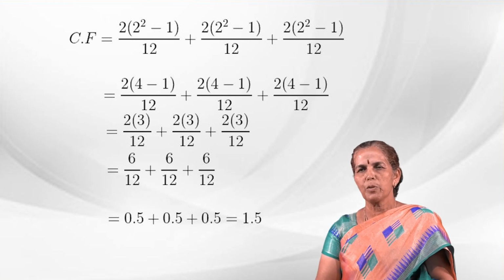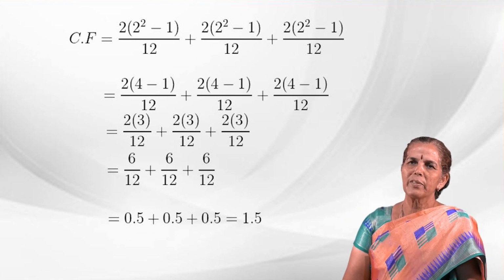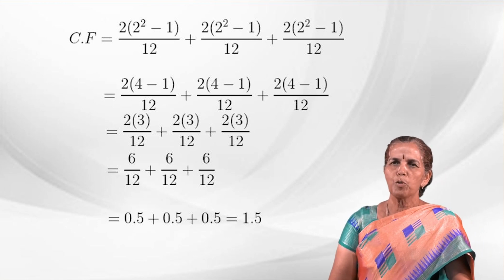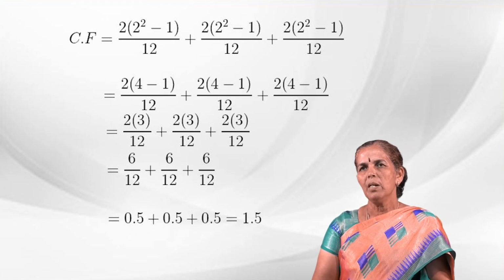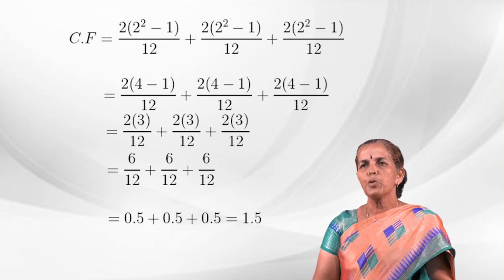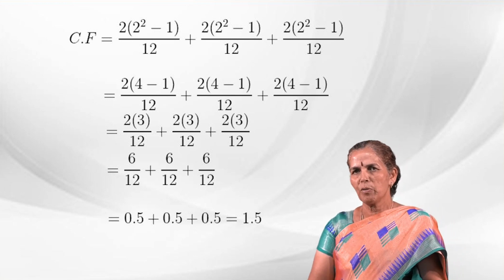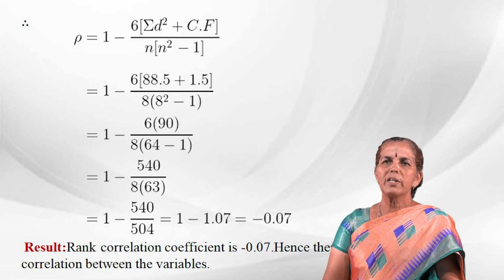That first repeated value is repeated 2 times, therefore M equal to 2: 2 into 2 squared minus 1 divided by 12, plus another repeated value, that is 30, also repeated 2 times, therefore M equal to 2: 2 into 2 squared minus 1 divided by 12. In the Y column also, one value is repeated 2 times: 2 into 2 squared minus 1 divided by 12. After simplification, we got 1.5. We have to substitute all these values in the formula.